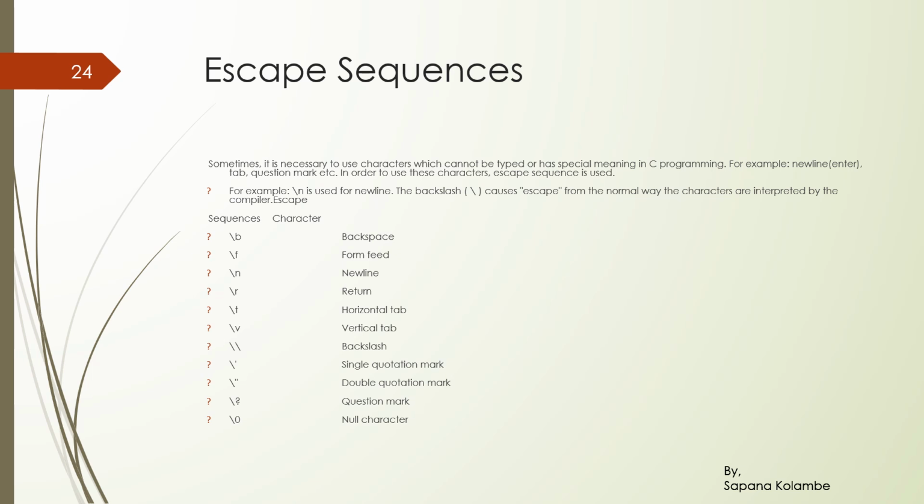Now about the escape sequences. These are the sequences which we generally use in the printf statement when we have to format the output. There are multiple sequences. For example, \n is used for a new line, \b is for backspace, \t is for the horizontal tab, \v is for the vertical tab, and \0 is for the null character. So these are the different sequences we use for formatting our output.